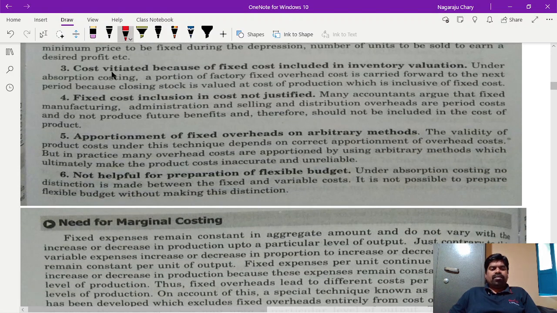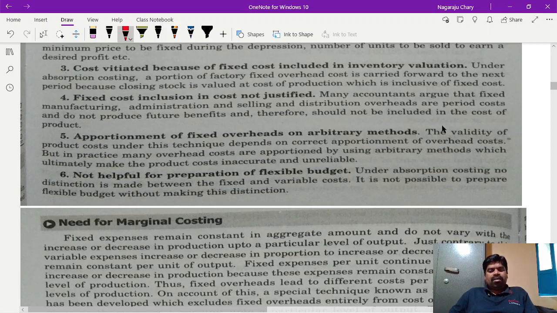Next, cost vitiated because of fixed cost included in inventory valuation. Under absorption costing, a portion of factory fixed overhead cost is carried forward to the next period because closing stock is valued at the cost of production, which is inclusive of fixed cost. So that's why fixed cost is included in inventory valuation. That's why cost may vary from the other when we compare with variable cost. Of course, variable cost may be less, but fixed cost is more. Then the total cost can be known. So next we see fixed cost inclusion in cost not justified.